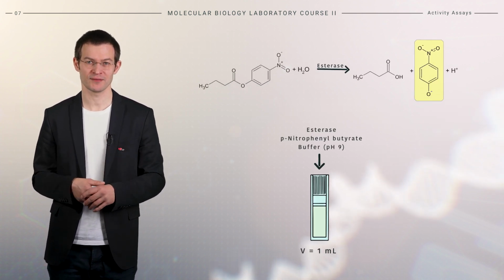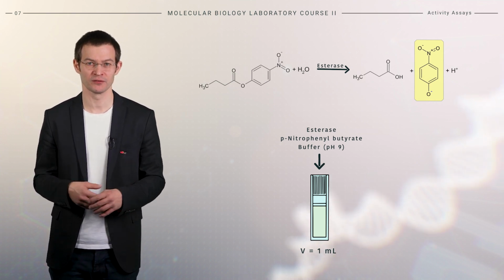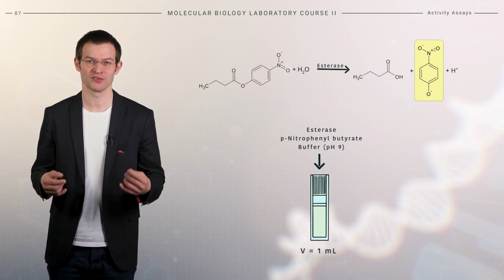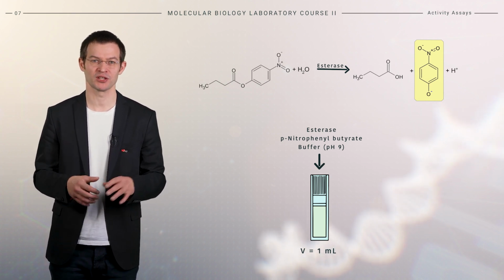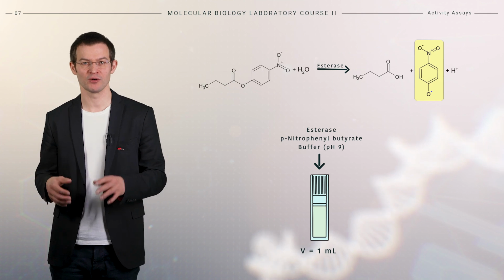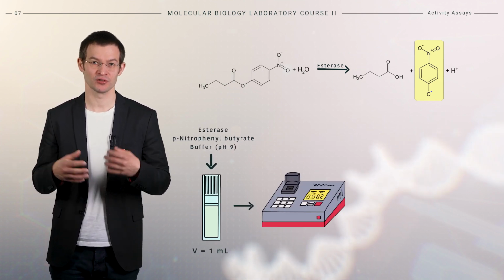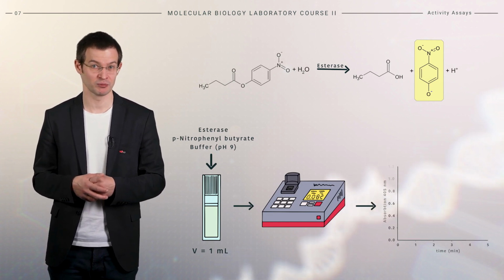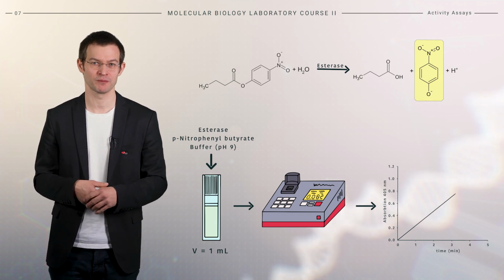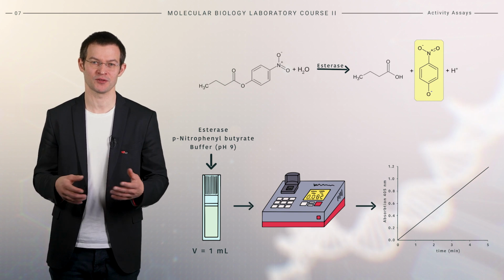When we studied the esterase reaction, we mixed the enzyme solution with the substrate p-nitrophenol butyrate in a suitable buffer solution. In this experiment, the reaction buffer has a pH of 9 and the total reaction volume is 1 milliliter. When we analyze this reaction in a photometer and measure continuously at the wavelength of 405 nanometer, a progress curve can be observed. This means that the enzyme is actively converting the substrate.